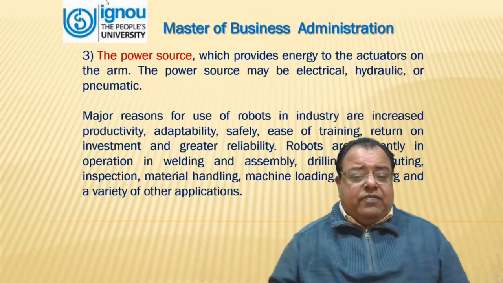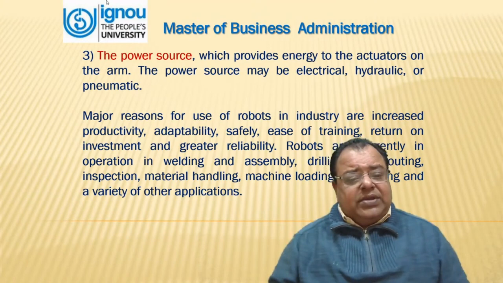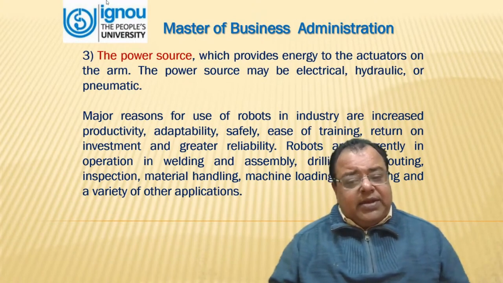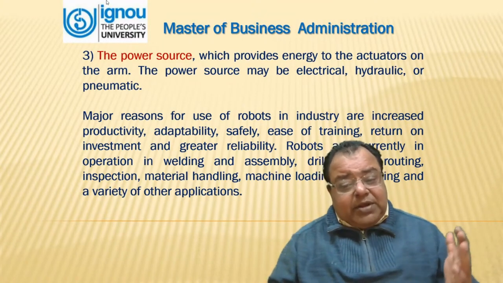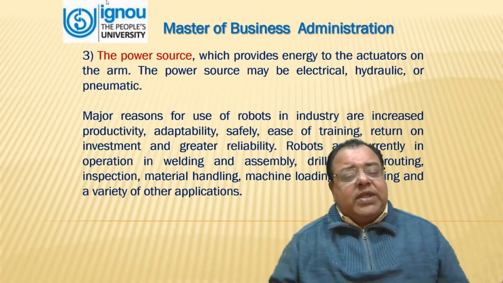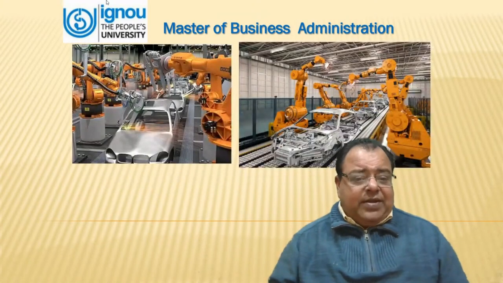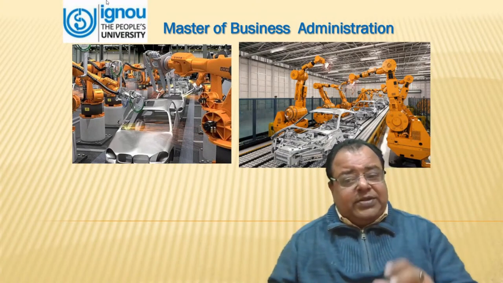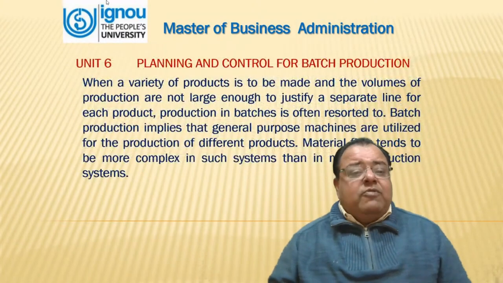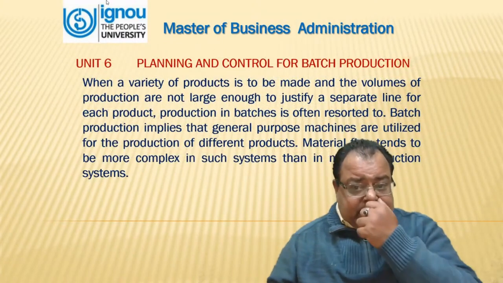Major reasons for use of robots in industry are increased productivity, adaptability, safety, ease of training, return on investment, and greater reliability. Robots are currently in operation in welding and assembly, drilling and routing, inspection, material handling, machine loading, die casting, and a variety of other applications. We can see with this figure, robots are being used in car assembly lines at two different stations. Now we move on to Unit 6, which is related to planning and control of batch production.